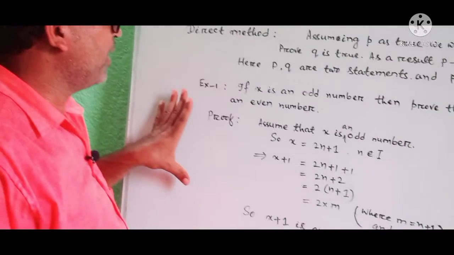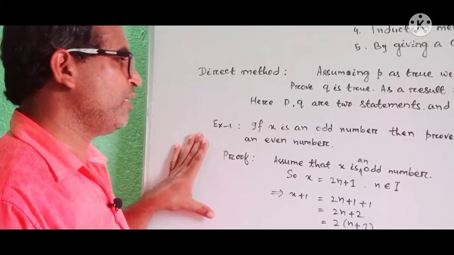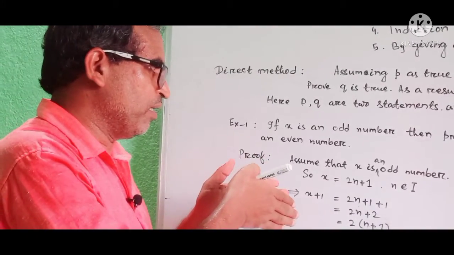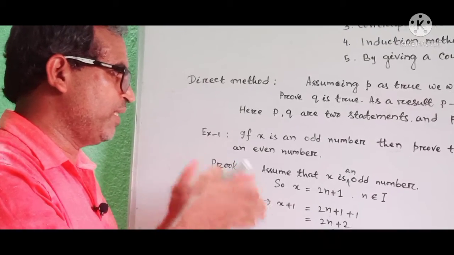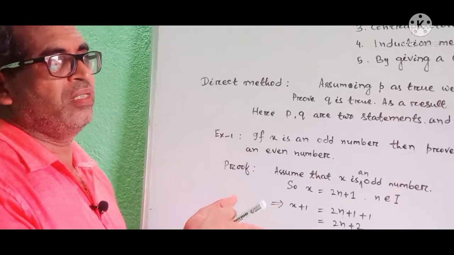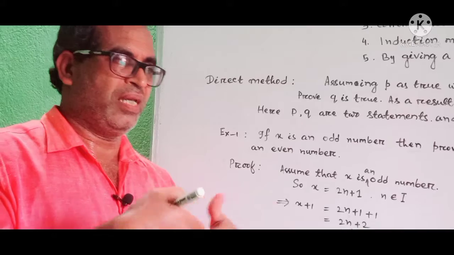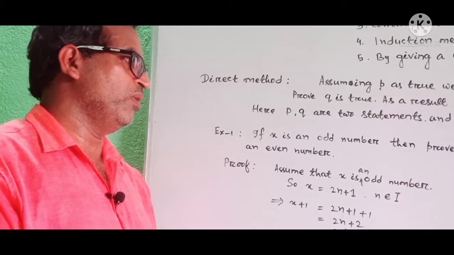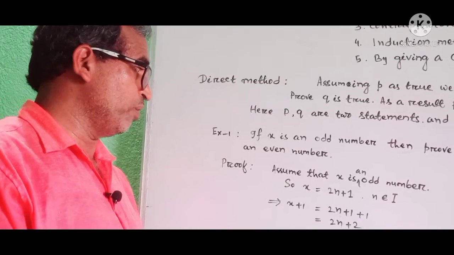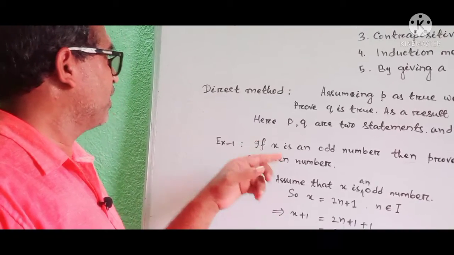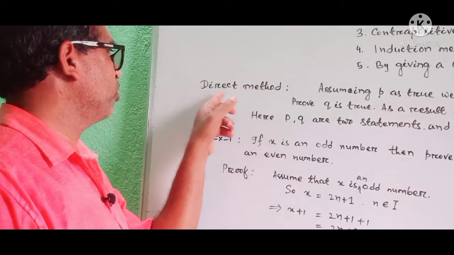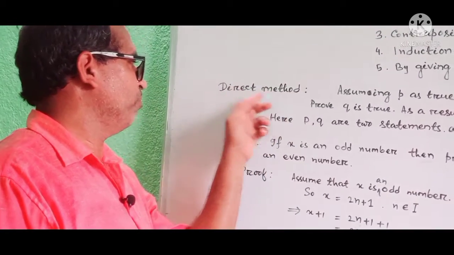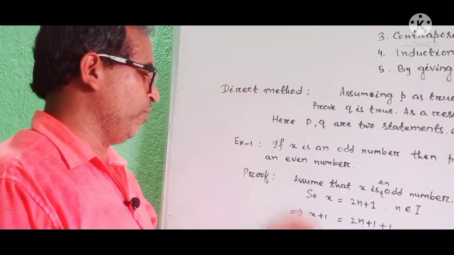This is the direct method. That means by taking the initial data, what is given, we arrive at the conclusion directly. That is why this method is called the direct method.